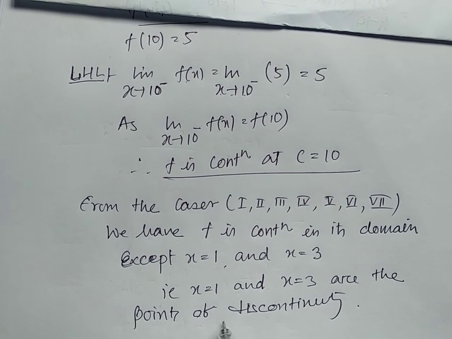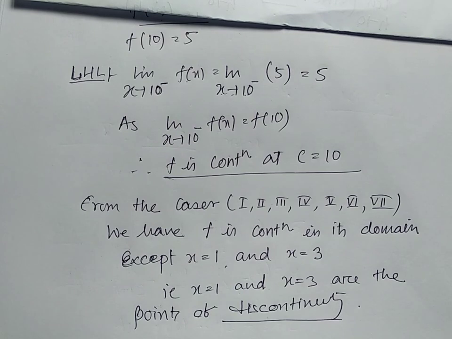So if the question is about discontinuity, you have to mention that at x equal to 1 and x equal to 3 the function is discontinuous. Otherwise you have to write down that the function is continuous in its domain except x equal to 1 and x equal to 3. The function is continuous at all the other points of the domain.